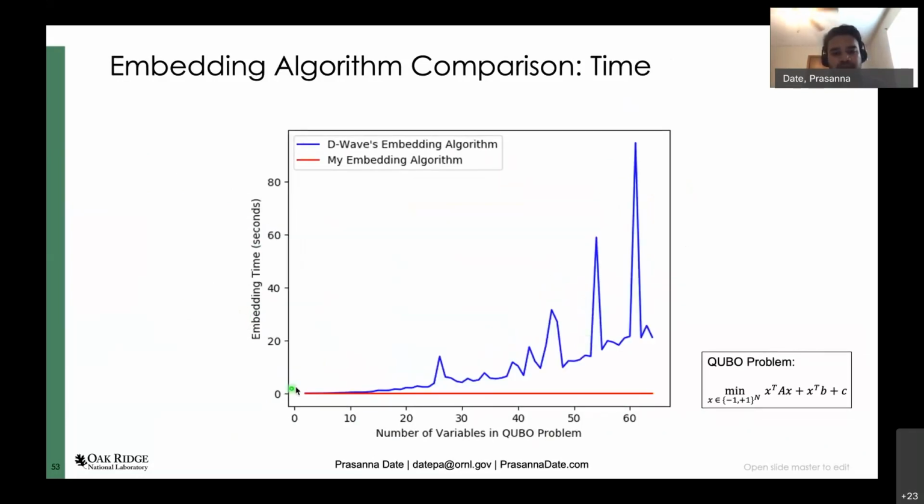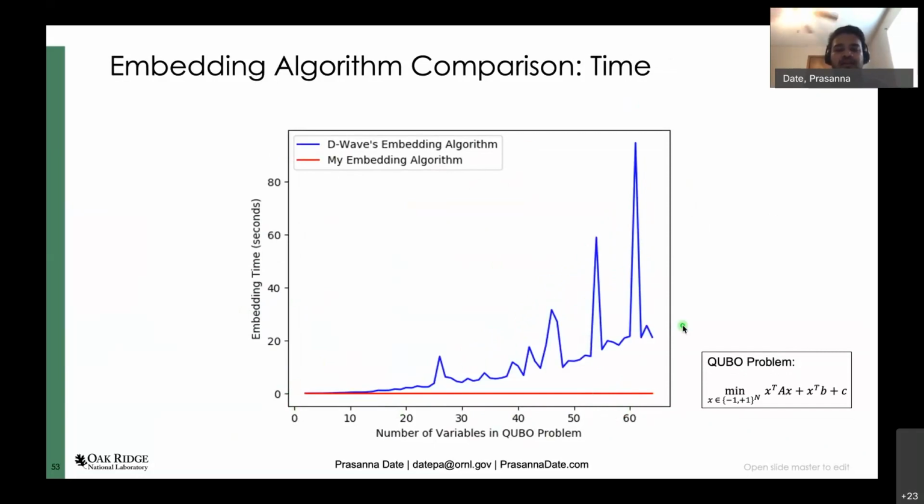Moving on to the second performance metric, which was the embedding time, again shown on the y-axis. You see that my embedding approach is more or less constant. It's not actually constant. It's a linear time algorithm with a very small slope, but it looks like a constant curve here. But the point is it completely outperforms D-Wave's embedding algorithm.